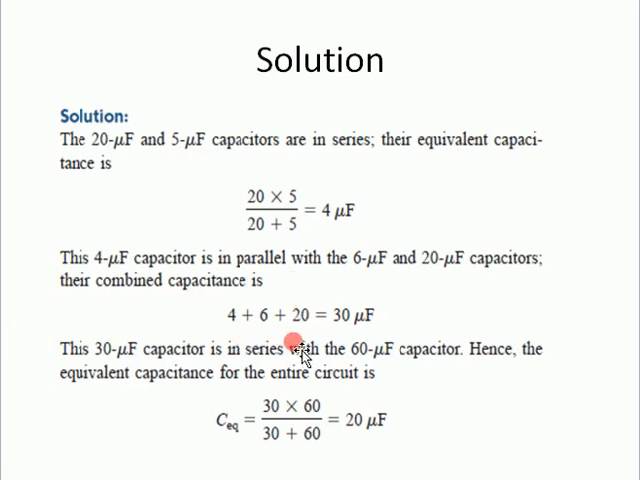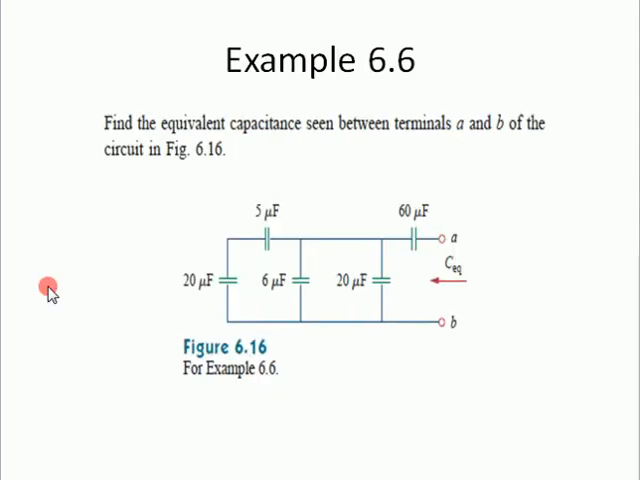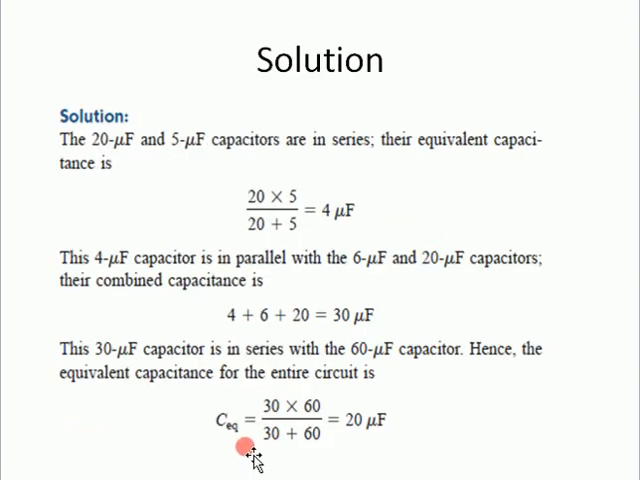But here they are solving for the 3. So 30 microfarad. Now this 30 microfarad and this 60 microfarad are connected in series. So when they are connected in series, we solve for that. Then C equivalent is equal to 20 microfarad. So that will be the equivalent capacitance for this series parallel combination circuit.